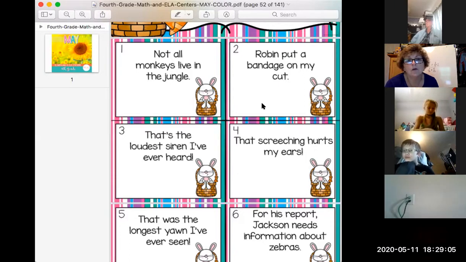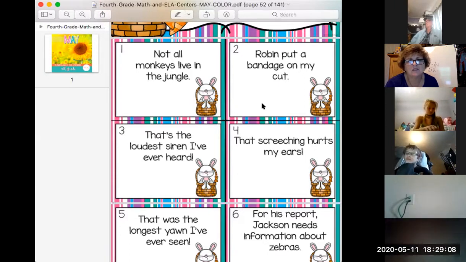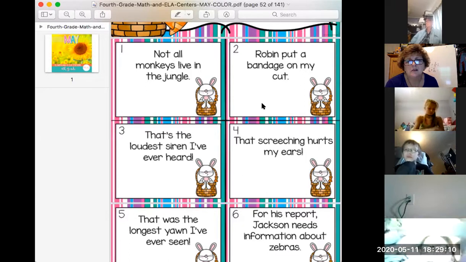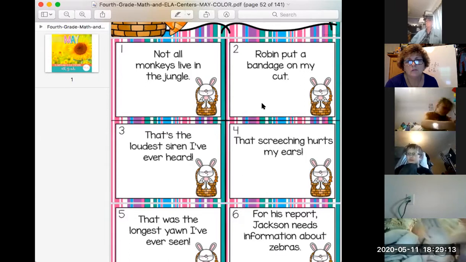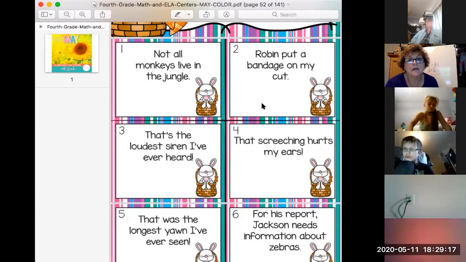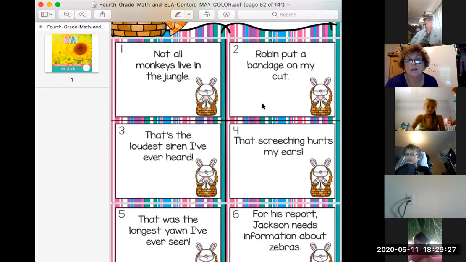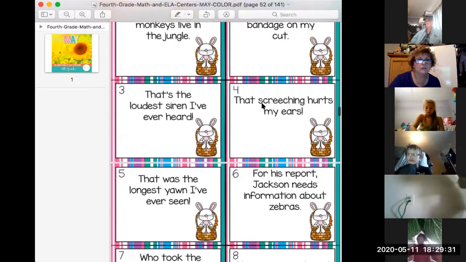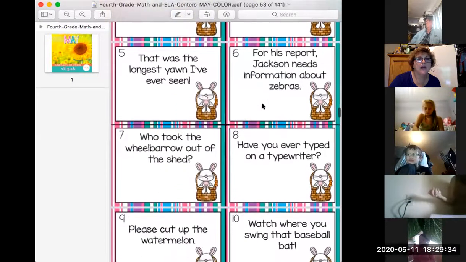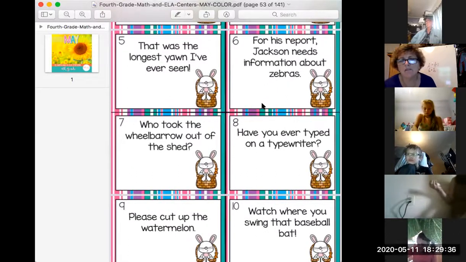Look at number 4. That screeching hurts my ears. Havoc, what's it end with? An exclamation point. So that makes it a what? Exclamatory. It is also an exclamatory sentence. They both end with an exclamation point. Okay, they're putting a lot of emphasis on it. So look at number 5. That was the longest yawn I've ever seen.